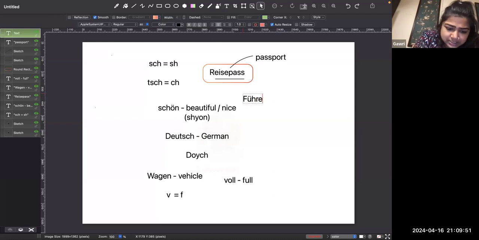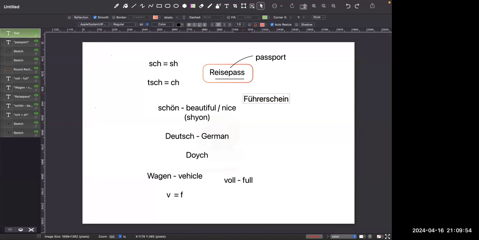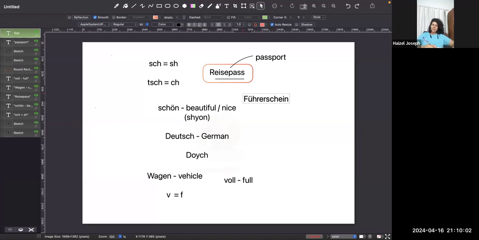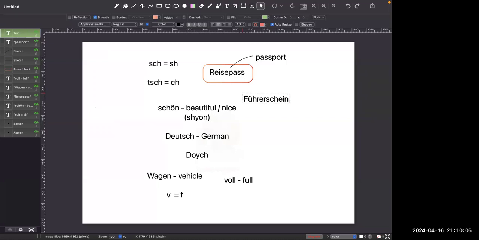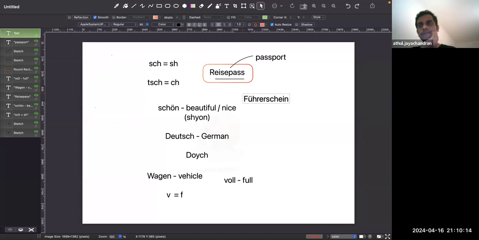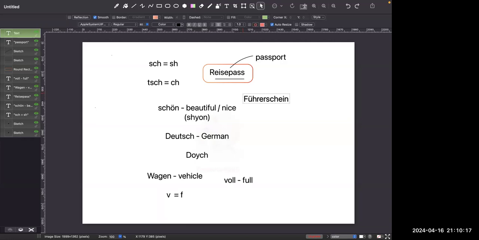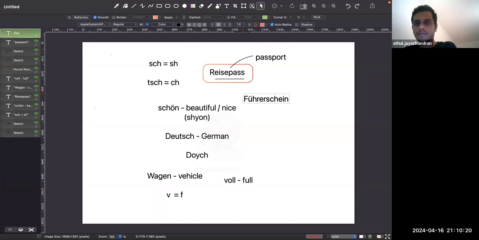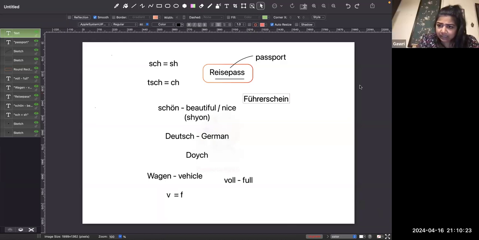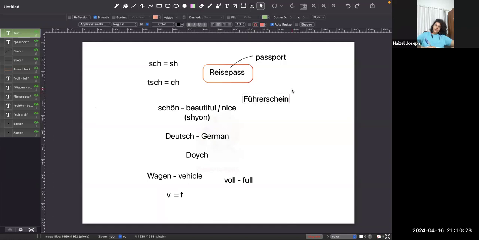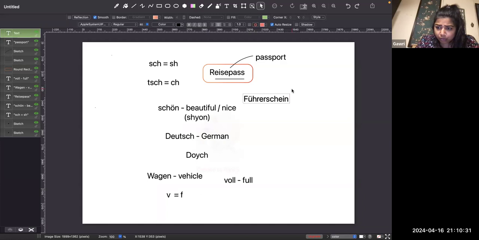How would you pronounce this word? Führerschein. Führerschein. Yes. Atul, pronounce it. Führerschein. Genau. Führerschein. Yes. And Hazel, pronounce it. Führerschein. Correct. Sonali. Führerschein.